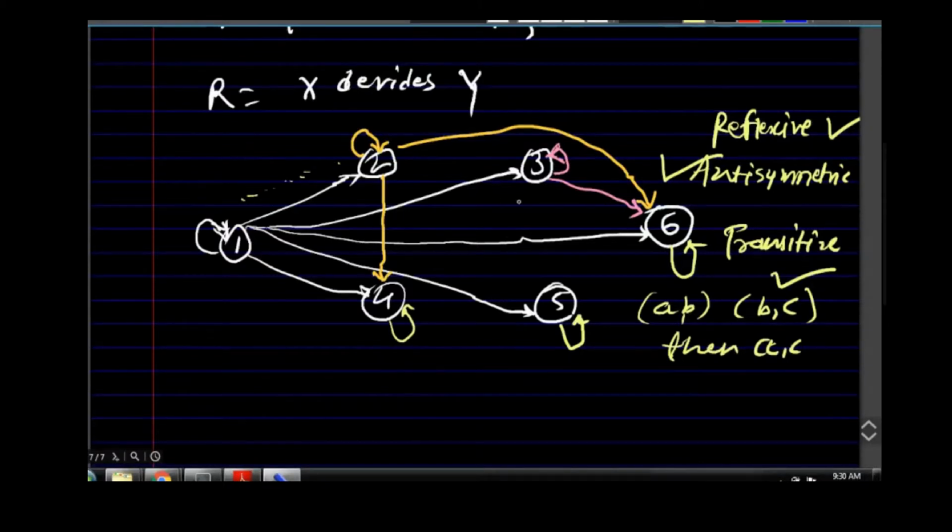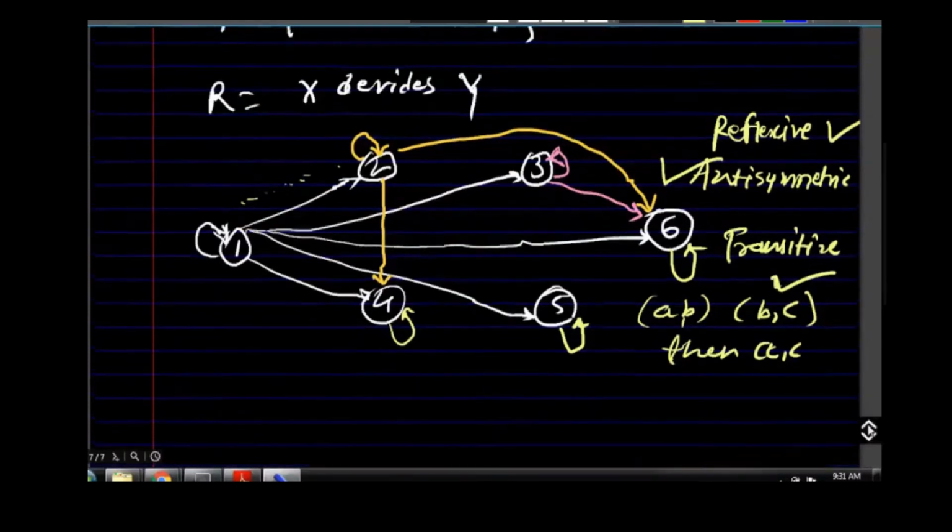So that's why this relation is reflexive, with self edges; antisymmetric, with no backward edges; and transitive. There are triangles here: 1, 2, 4, and 1 to 4; 1, 3, 6, and 1 to 6. That means this is clearly a transitive relation also.